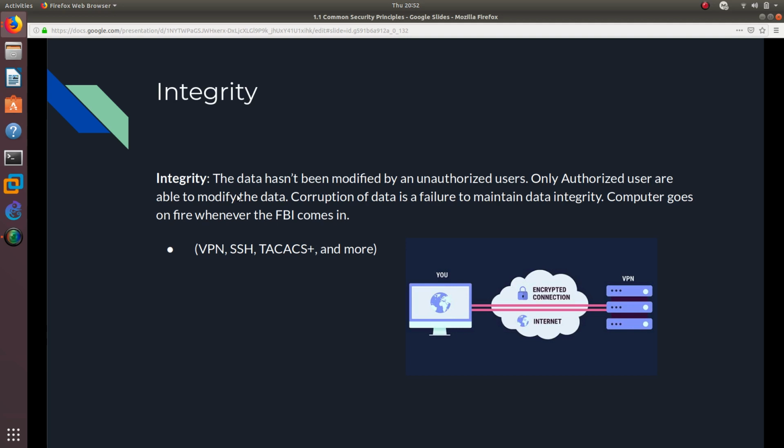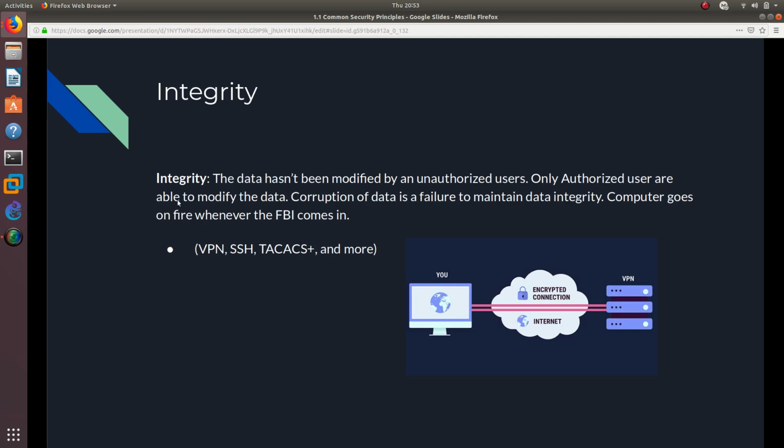And just like in the movies, I put right here, the computer goes on fire whenever the FBI comes in. Whenever there's a hacker and the FBI goes into your house, you just push that button and your computer goes on fire and erases everything that you have in your computer. So that is a good way to have data integrity, because otherwise the FBI will just go into your computer and see all the illegal stuff that you have in there.